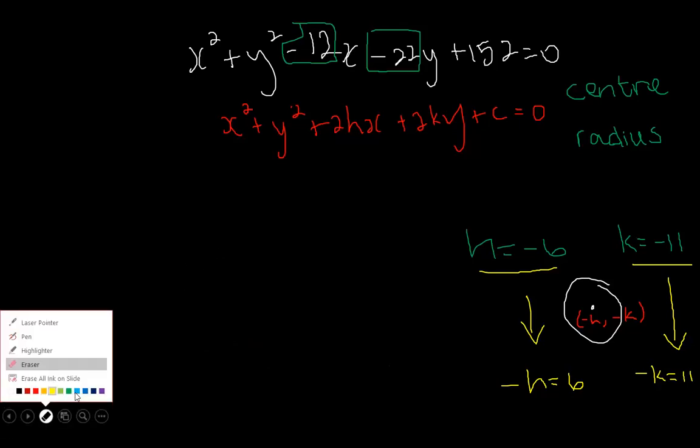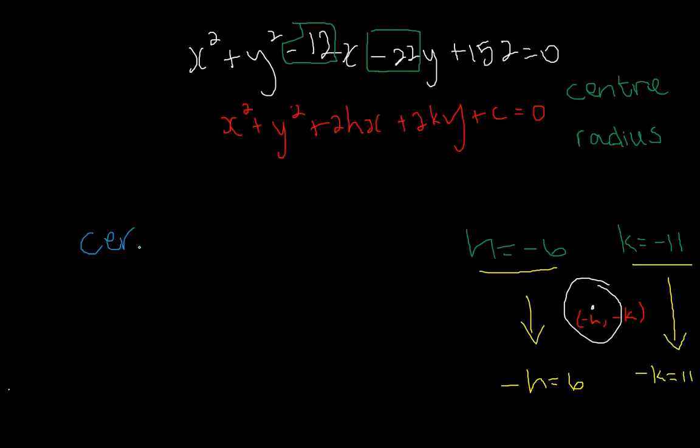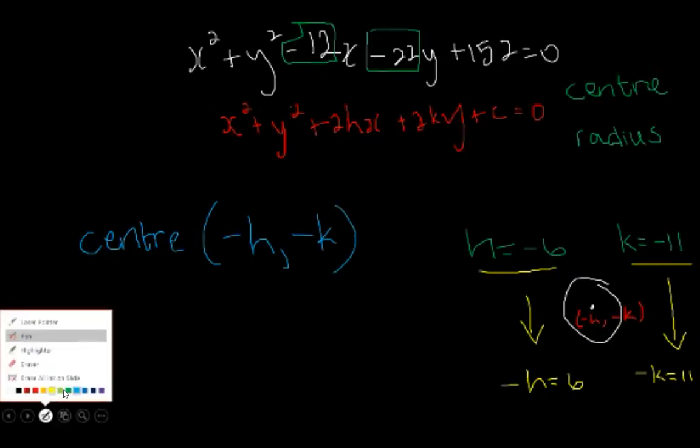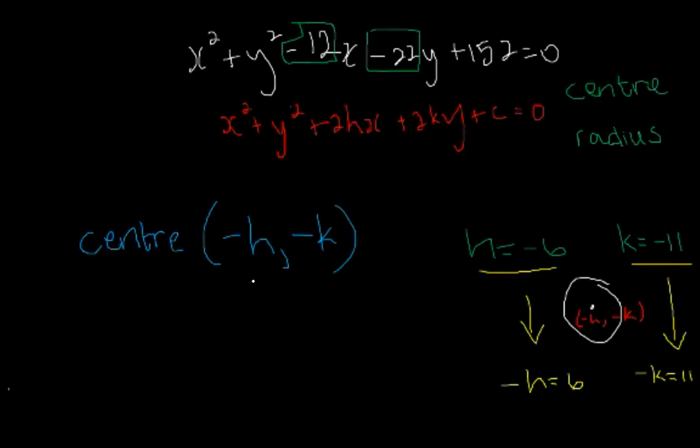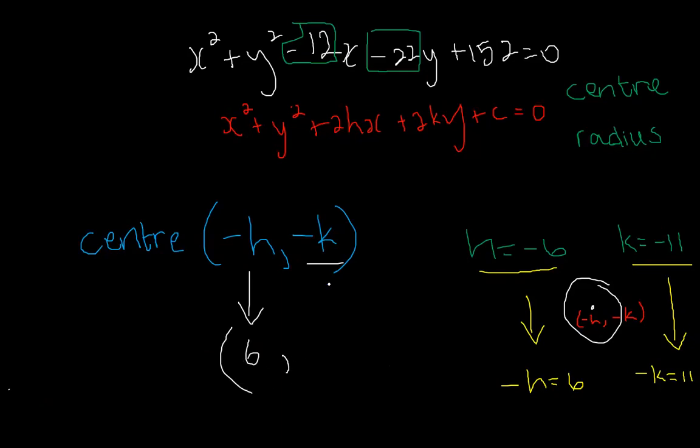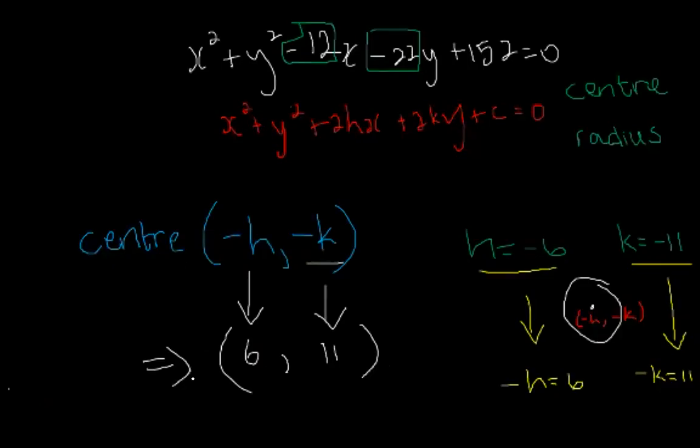They asked me for the center, which has the coordinates minus h and minus k. We found out that minus h is 6 and minus k is 11. And that is why this right here is my answer for the center, 6, 11. You understand that? Yes, miss. All right.